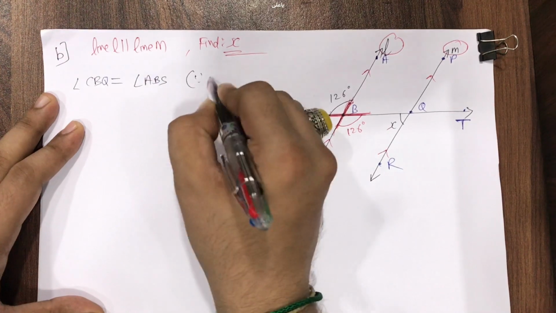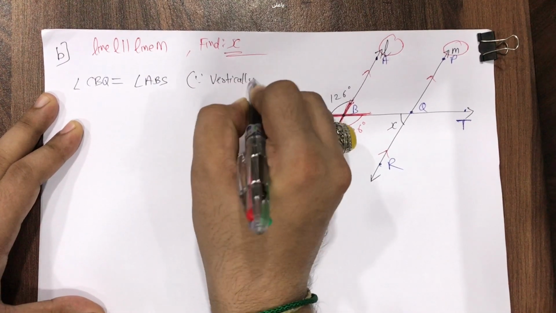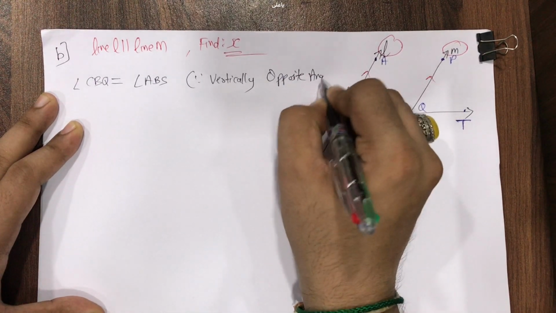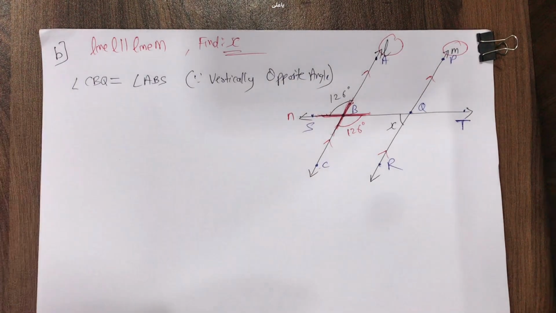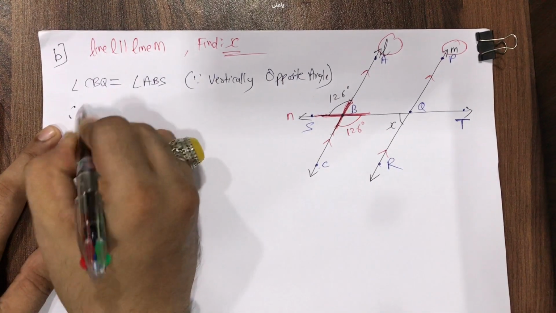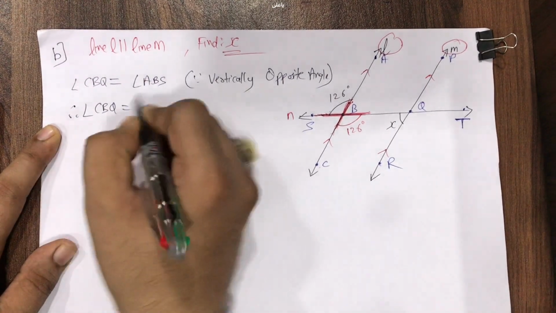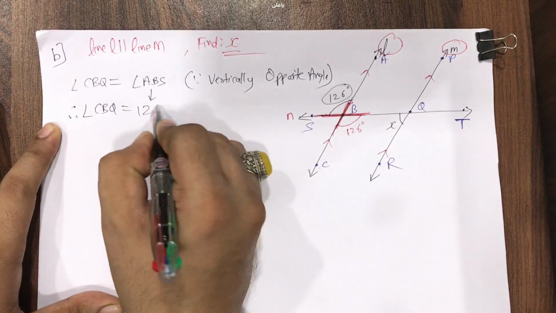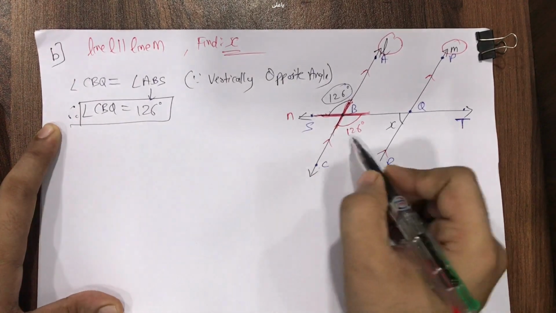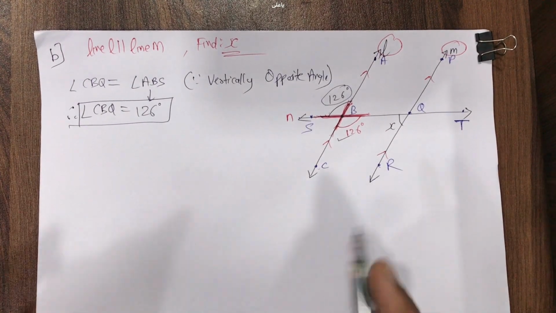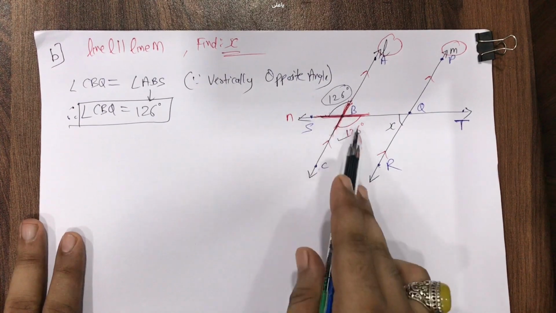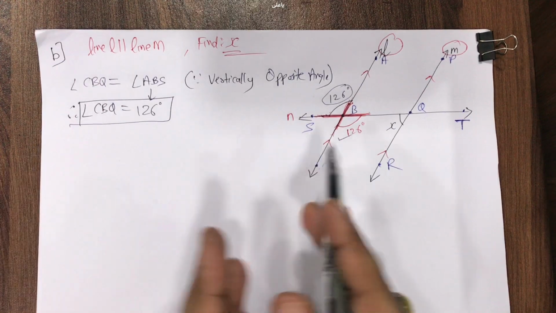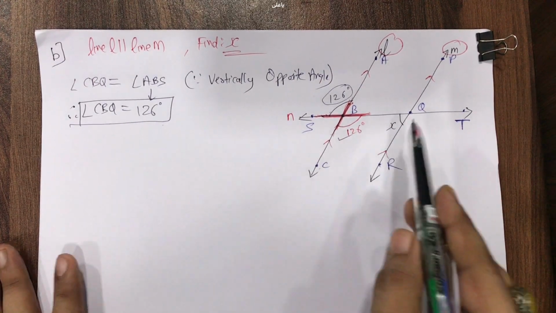Why are they equal? Reason: vertically opposite angles. Okay, so therefore angle CBQ equals, what's the value of angle ABS? ABS was given to me as 126. So this also becomes 126 degrees. Okay, I got this. The main thing is whatever angle you get, update it in the diagram. If you just write in the theory, you will get marks, but you cannot proceed further, because when you update the things in the diagram, then only it clicks.